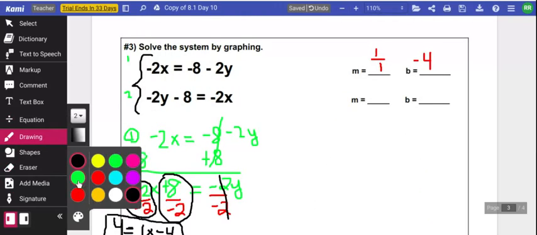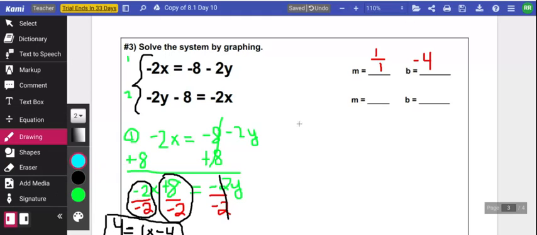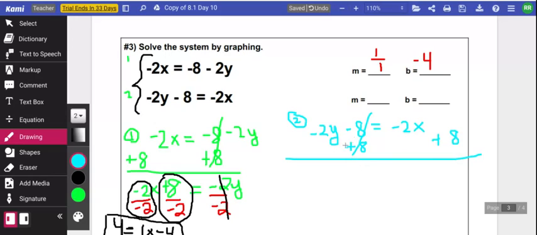Okay, now let's do the same thing for equation 2. So equation 2, put a little 2 and circle it. Copy down this equation. It's negative 2y minus 8 equals negative 2x. Y is on the left side, so move this negative 8 to the other side by addition. Notice how I'm showing every step of my work. These negative 8s cancel. Negative 8 plus 8 is 0, so you're left with negative 2y equals negative 2x plus 8.